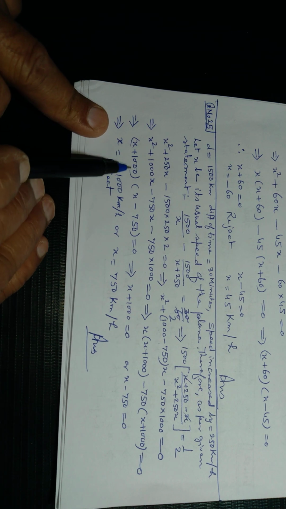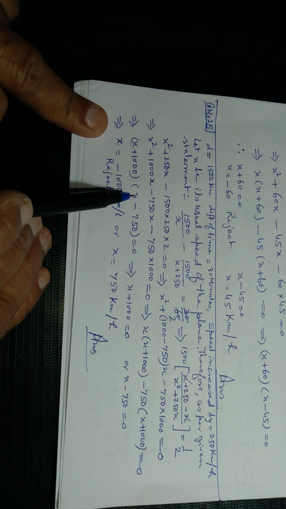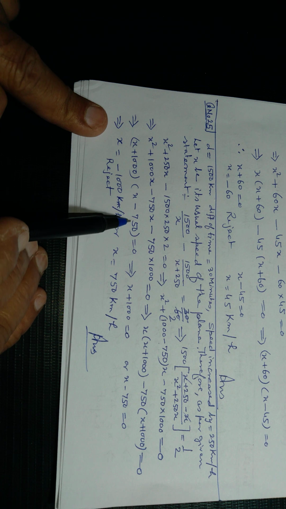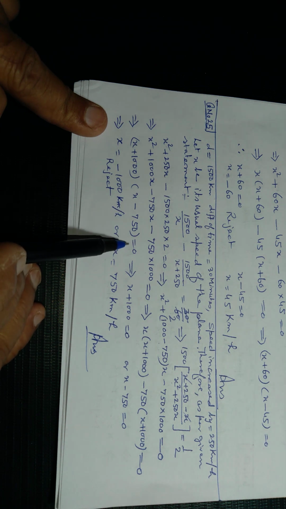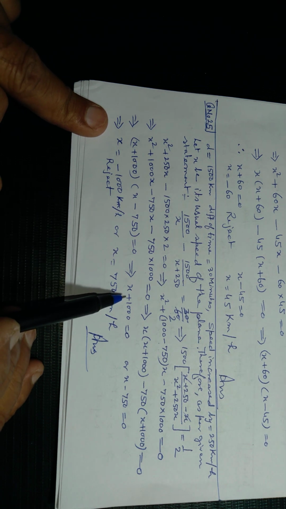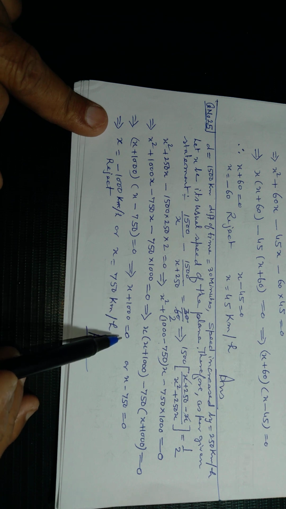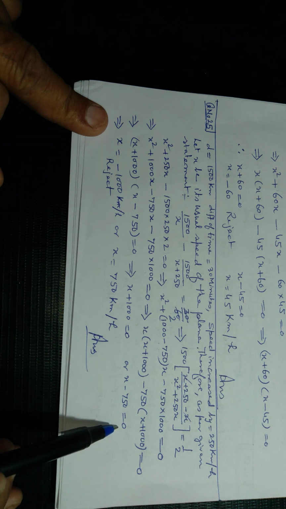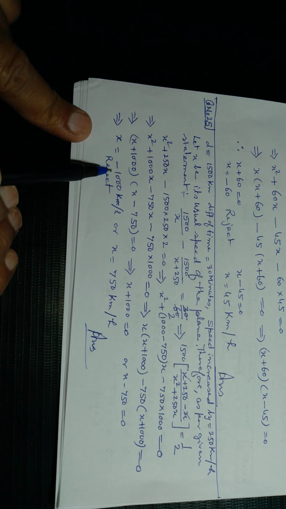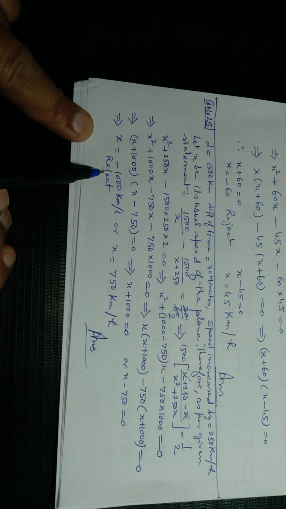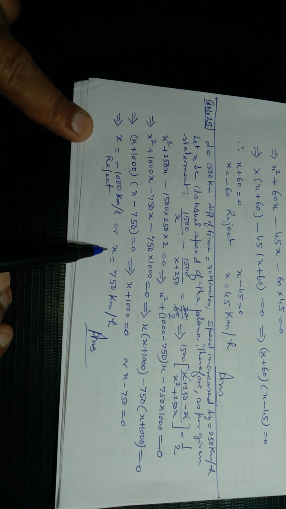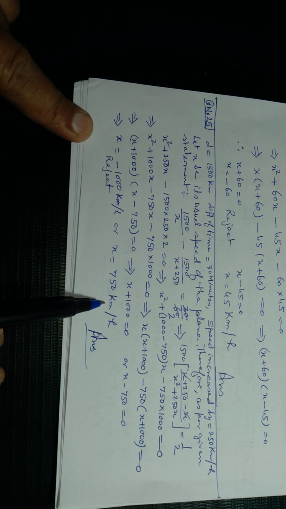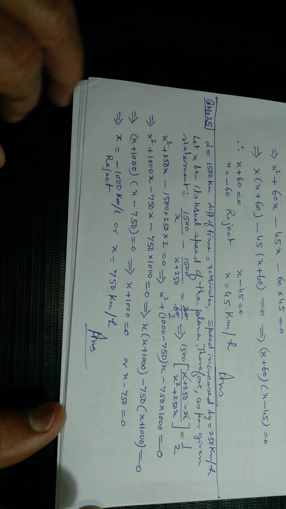Now x plus 1000 is common, and in the second bracket we will get x minus 750 is equal to 0. So put x plus 1000 is equal to 0, and again substitute x minus 750 is equal to 0. Here x will be equal to minus 1000 km per hour. We have to reject it because it is negative. And in the second case, x will be equal to 750 km per hour, and it will be the required solution of question number 25.